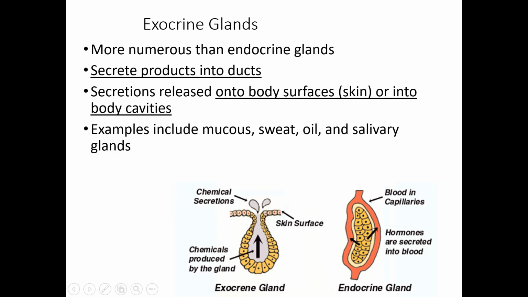Exocrine glands have a different structure. They have ducts, so that is a gland cell. They produce a secretion and release it through the ducts onto the body's surfaces. What does it mean? It is the surface of the whole body, the skin, or into body cavities. For example, the inner surface of the stomach or the inner surface of the large or small intestine. Those are exocrine glands. Examples of exocrine gland secretions would be mucus inside of the body, sweat and oil on the body surface on the skin, and salivary glands inside of the mouth.